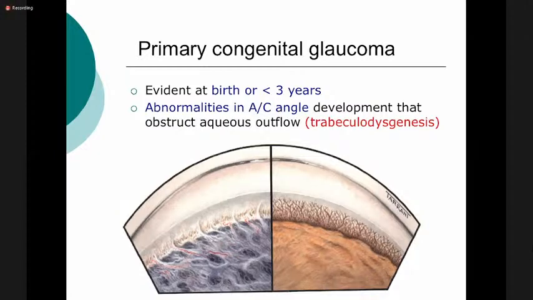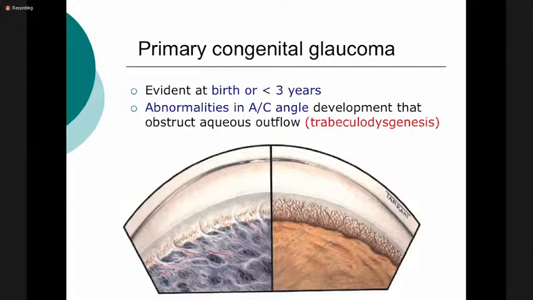So what happens in these children is that there's an abnormality in the anterior chamber angle development. So there's what we call a trabeculodysgenesis. The trabecular meshwork does not form properly while the child is intrauterine. And because the trabecular meshwork is not formed well, the aqueous is not able to drain out of the eye properly, and the pressures subsequently rise.